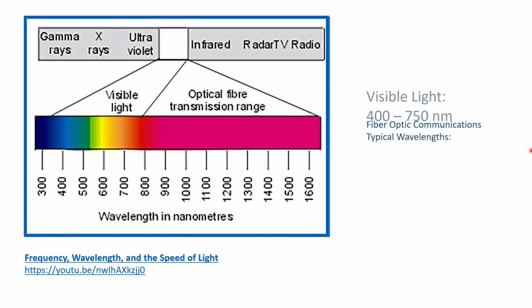Now, the typical visible light to us humans is around 400 to about 750. And what's that, nm? That stands for nanometers.